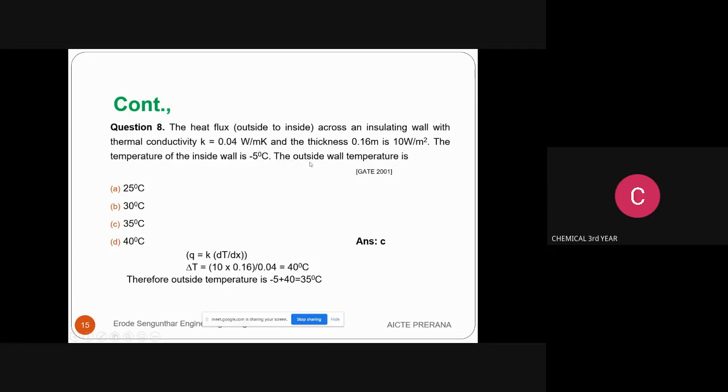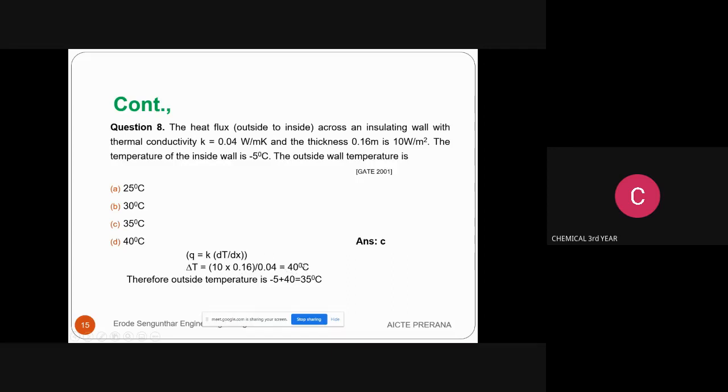Before finding the outside wall temperature, we have to find the temperature difference, T1 minus T2. Then if we substitute the minus 5 in that, we can find the outside temperature. The same formula, Q is equal to k dT by dx. Here we have to find dT, so dT is equal to Q into dx divided by k. Q is 10 into dx, 0.16, divided by k, 0.04. Solving this, we get 40 degrees Celsius.